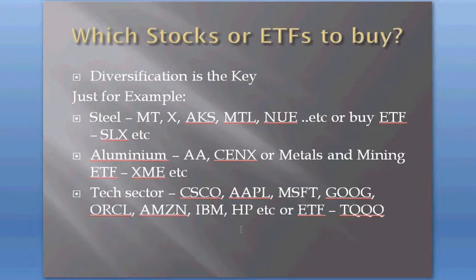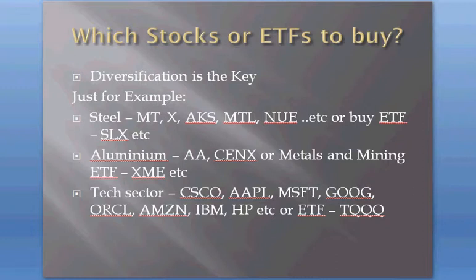So which stock or ETF to buy? Diversification is the key. For example, you don't want to buy ArcelorMittal, X, Nucor, Steel, all in your portfolio. Maybe you pick one or two of the steel companies, one or two stocks of aluminum, one or two from tech like Cisco or Apple. Then you diversify your portfolio, and there is less risk to your hard-earned money. So diversification is the key.